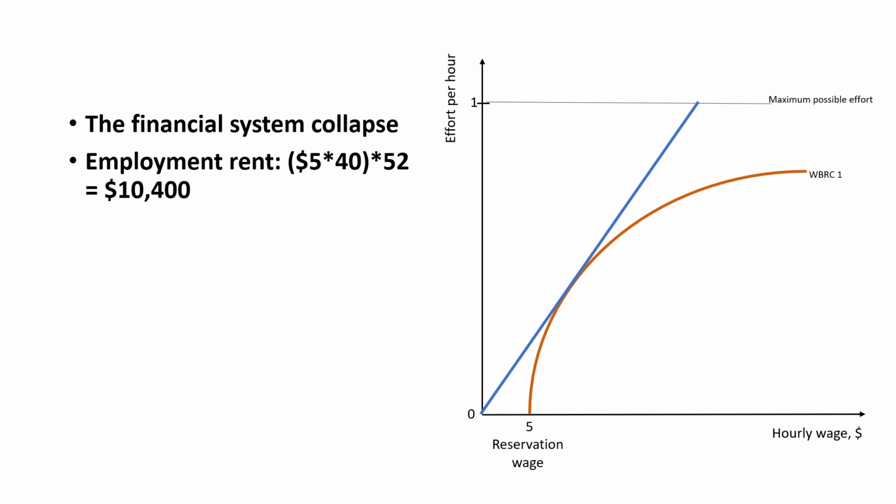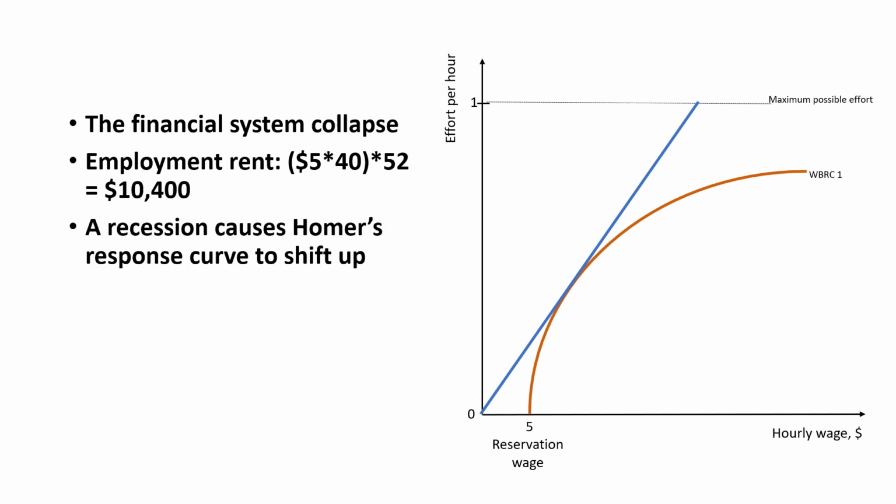But how do we illustrate this in a graph? Graphically, you'd expect a recession to cause Homer's best response function to shift upwards. However, the shift does not change the reservation wage since he could still receive $5 an hour in unemployment benefits.